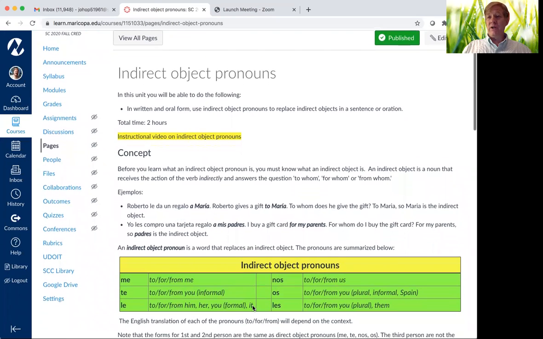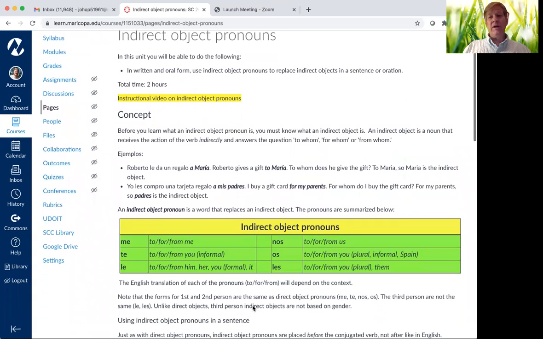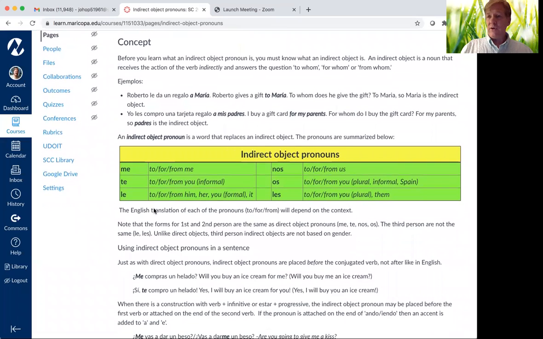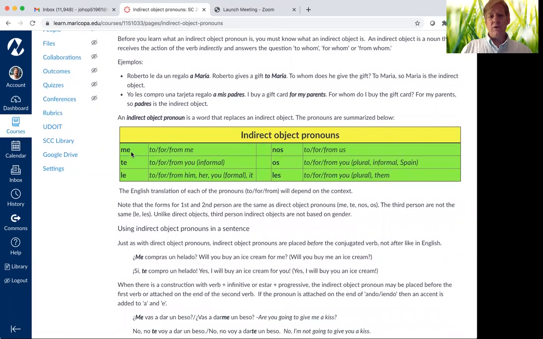And these are a little bit tricky to use in Spanish for English speakers. They're not tricky for Spanish speakers. So first we have to learn the forms, and those are given here. Me, te, le, nos, os, los. You'll recognize that they look very similar to direct object pronouns that you learned before.